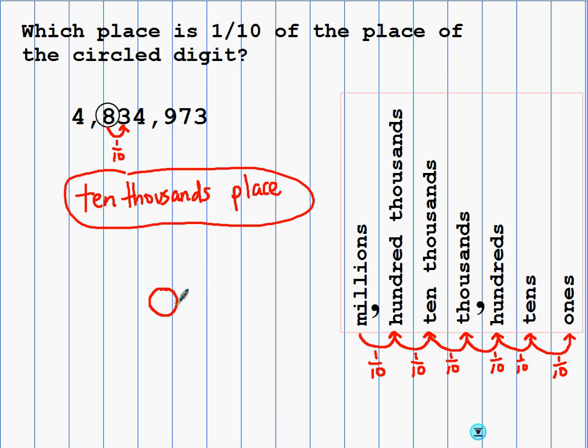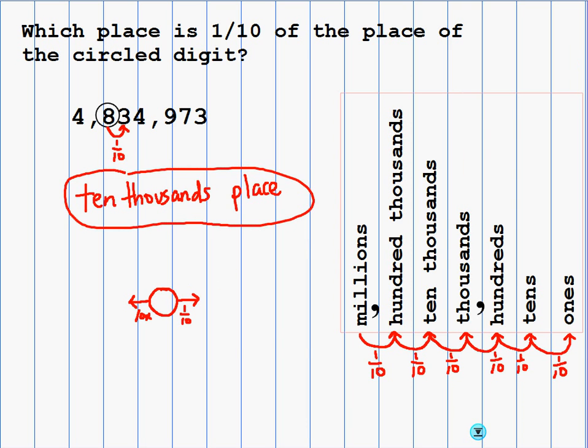Just draw a little ball. And we have an arrow going out to the right, which I label 1/10. And we have an arrow going out to the left, which I label 10x. And the arrow ball just helps me to remember that if I move one place left, that place increases 10 times. If I move one place to the right, then that place decreases to 1/10 of the value.